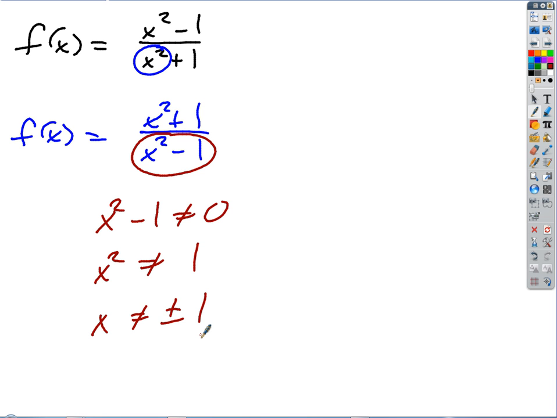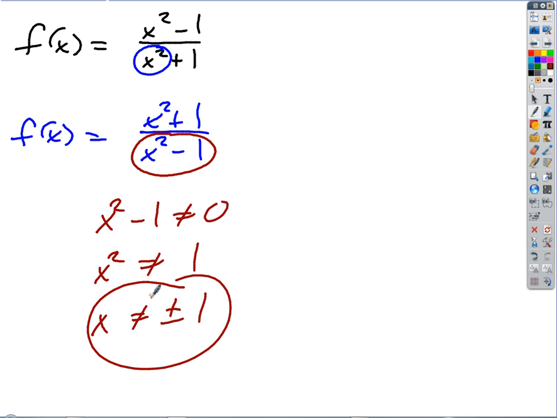Okay, so there's our domain. We found the discontinuities. What flavors of discontinuities are those? Removable or non-removable? Non-removable, good. And the reason being, if I evaluate this function directly, aren't I always going to get a number on the top and 0 on the bottom at those two places? So we know they're asymptotes, and we know it's non-removable.